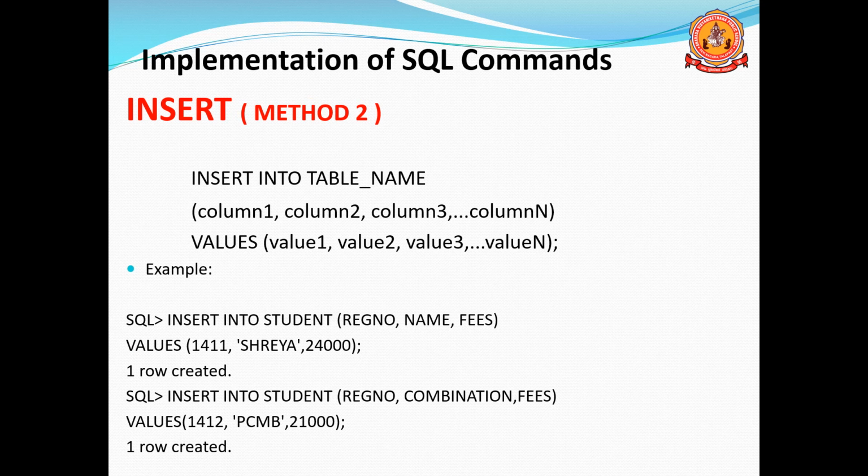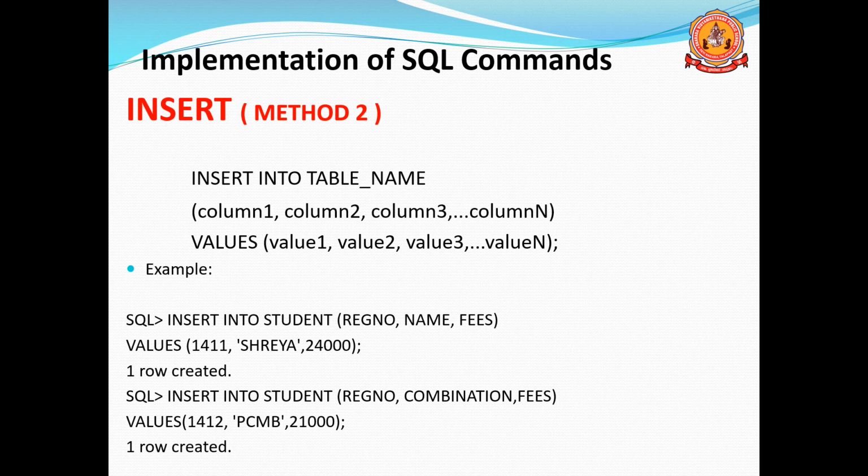Here you can see the two examples. Insert into student, register number, name and fees, values 1411, Shreya, and 24,000. So that is like that. Then one more: insert into student, register number, combination, fees. The combination given is PCM.